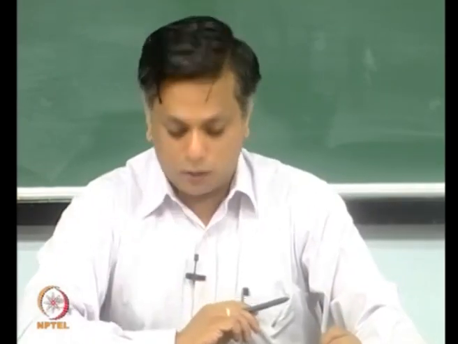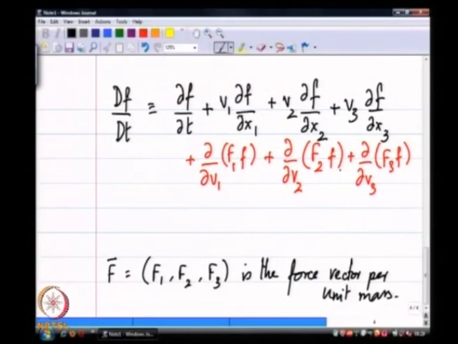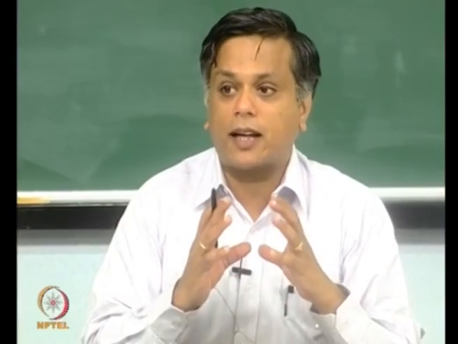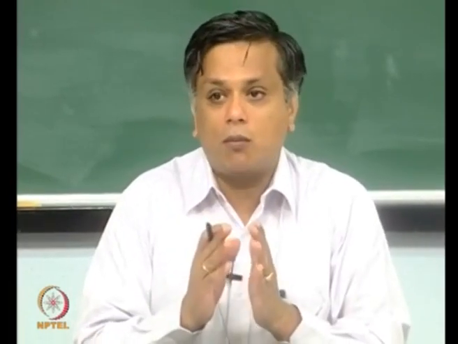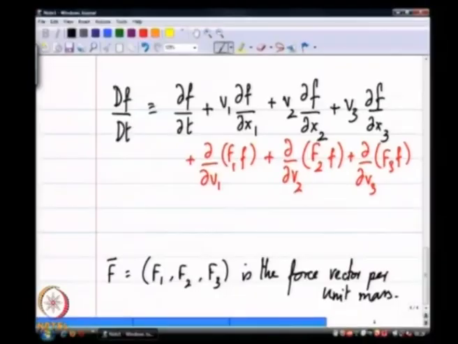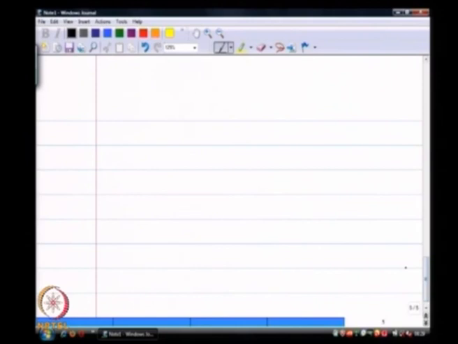Essentially, F1, F2, F3 is the force vector per unit mass, which is what we know as acceleration. So, if there is a force per unit mass acting on this population of drops, that is going to cause movement of this particle in the velocity coordinate. I want to make sure we understand this, so let us take a very simple example, one we are familiar with from high school.